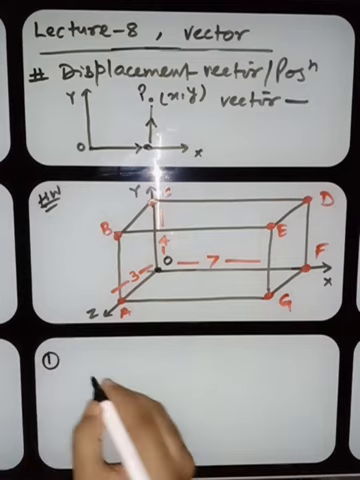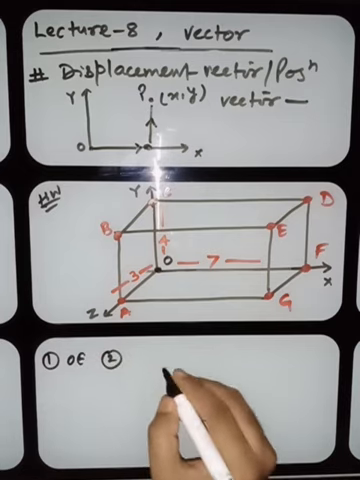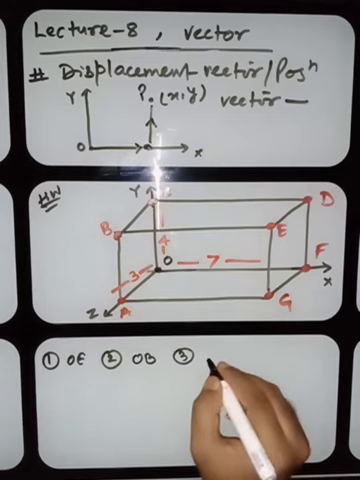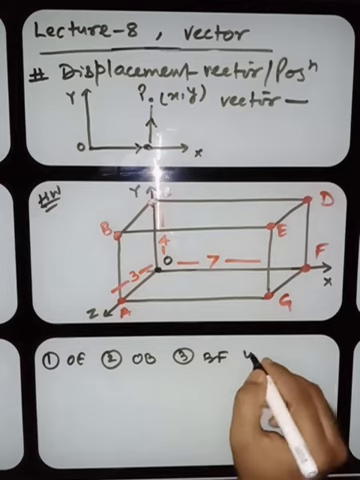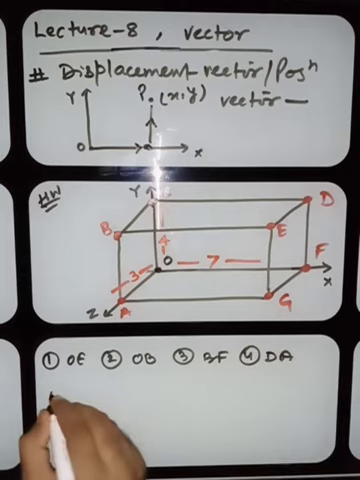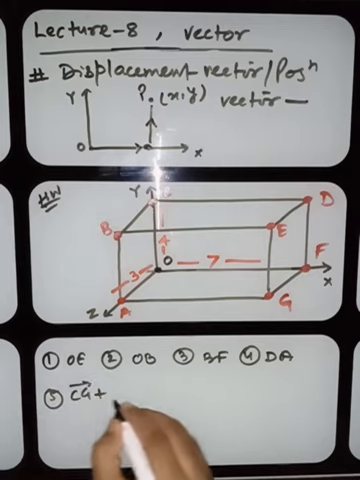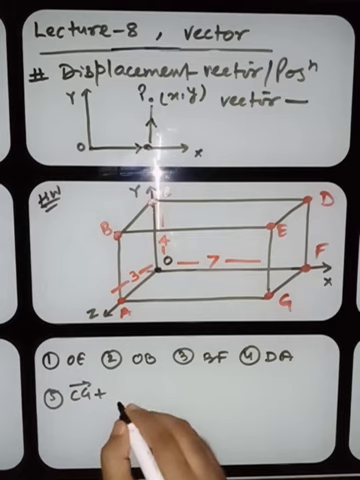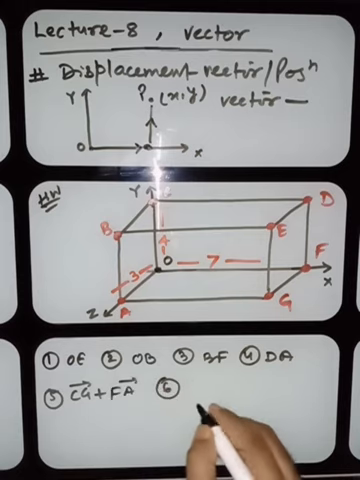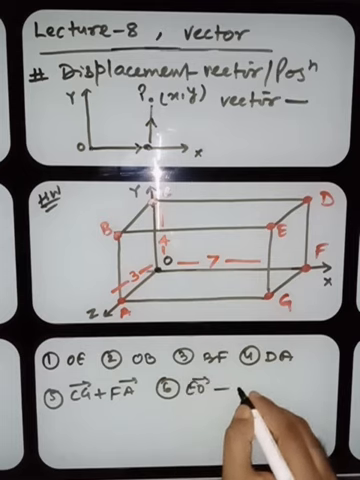All right. Now the questions. Question 1, it is OE. Second, OB. Third, BF. Fourth, DA. Fifth, CG plus FA. Sixth, EO minus DA.